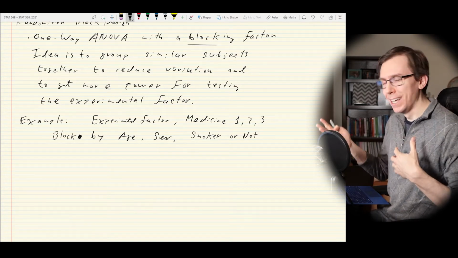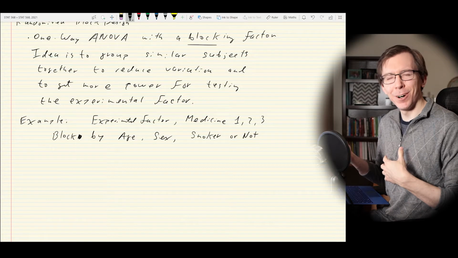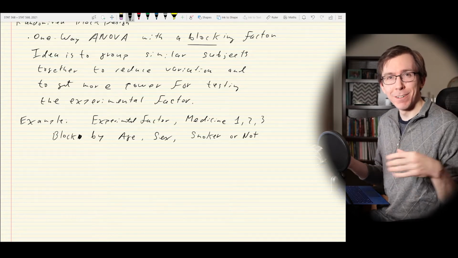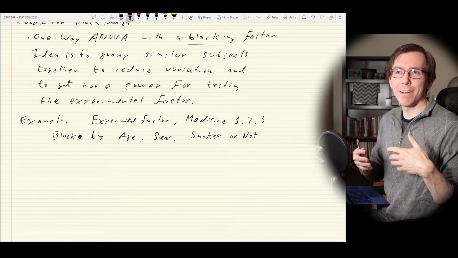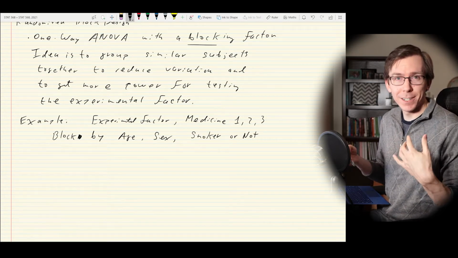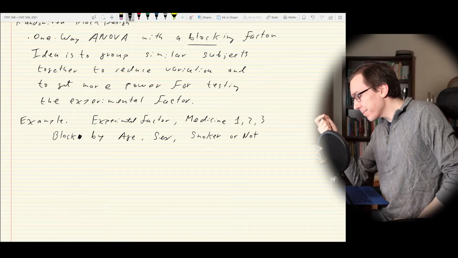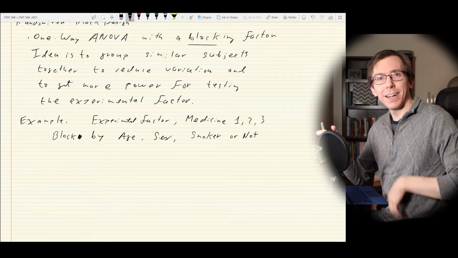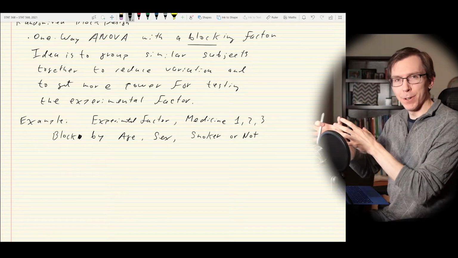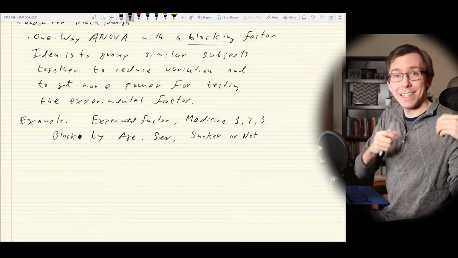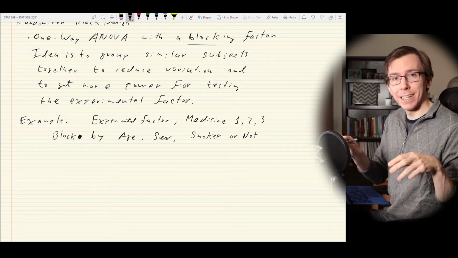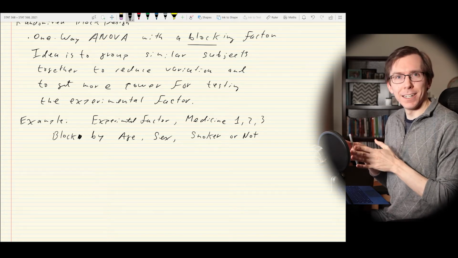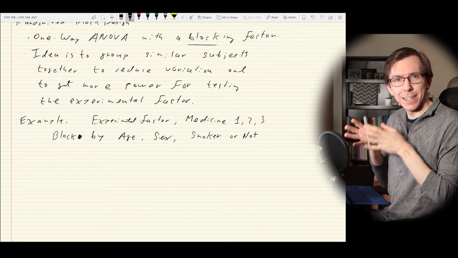So, for example, I roughly recall that smoking raises your blood pressure. Don't quote me on that if I'm wrong, but let's say smokers have, on average, higher blood pressure than non-smokers. Then by blocking and having a separate group of smokers and a separate group of non-smokers taking our different blood pressure medications, we can remove that variability and then focus in on the effect of the medication in that subpopulation.